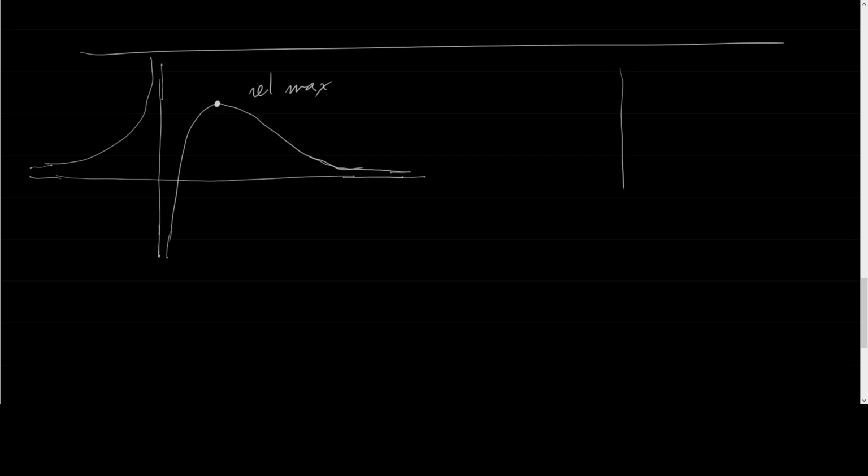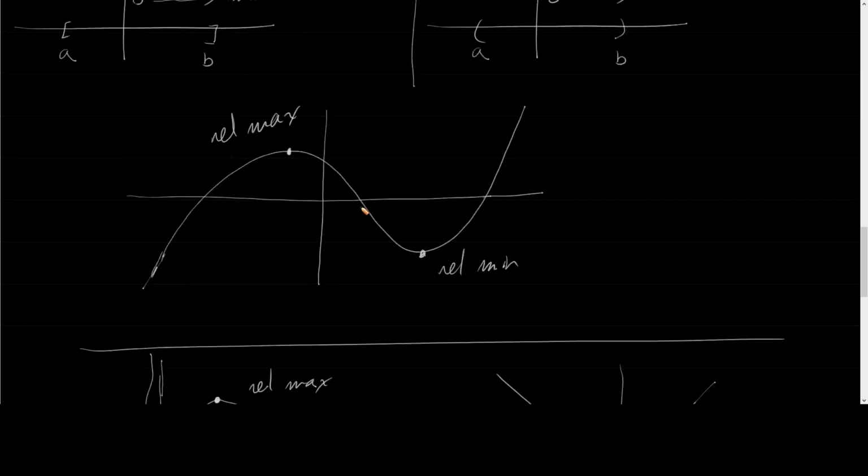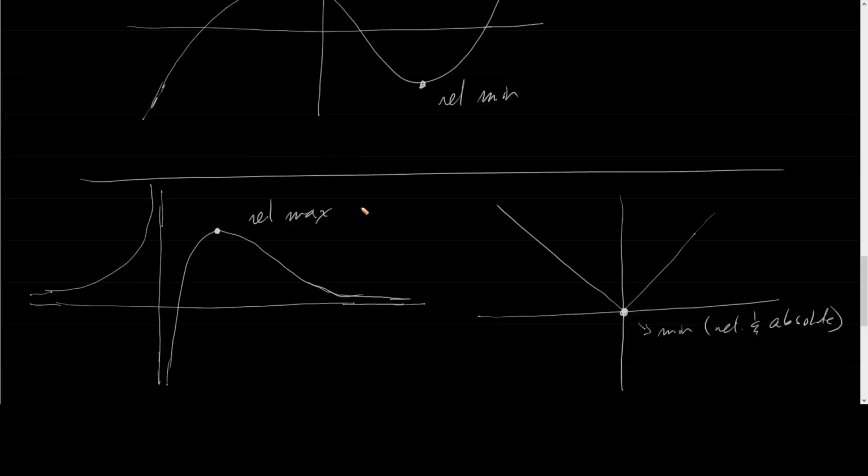We can have something like an absolute value function. In here, this point right here is both a relative and an absolute minimum. It's relative because near it is the smallest value. It's absolute because throughout the entire domain of the function, it is the smallest value. There can also be variations and combinations of all these that we just saw.